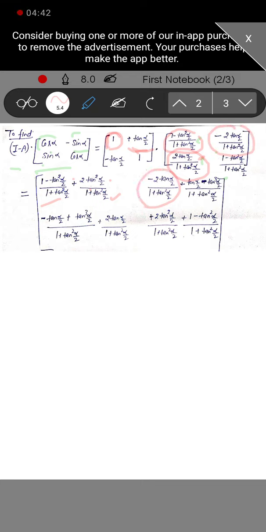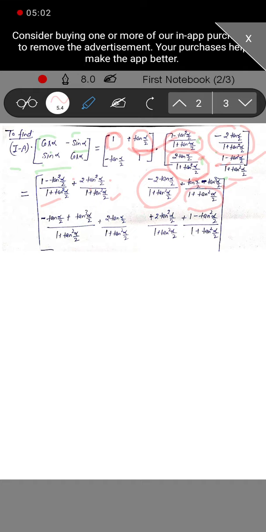Similarly, when we multiply tan alpha by 2 with the second part, 1 is multiplied with tan alpha by 2, so here we have tan alpha by 2, and the minus sign is here. And tan alpha by 2 is multiplied with tan square, we get tan cube alpha by 2, and the denominator part is as it is.